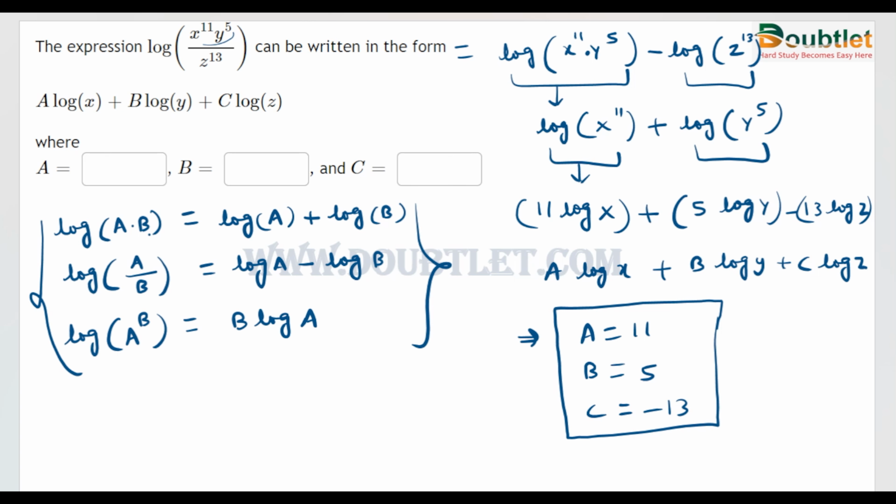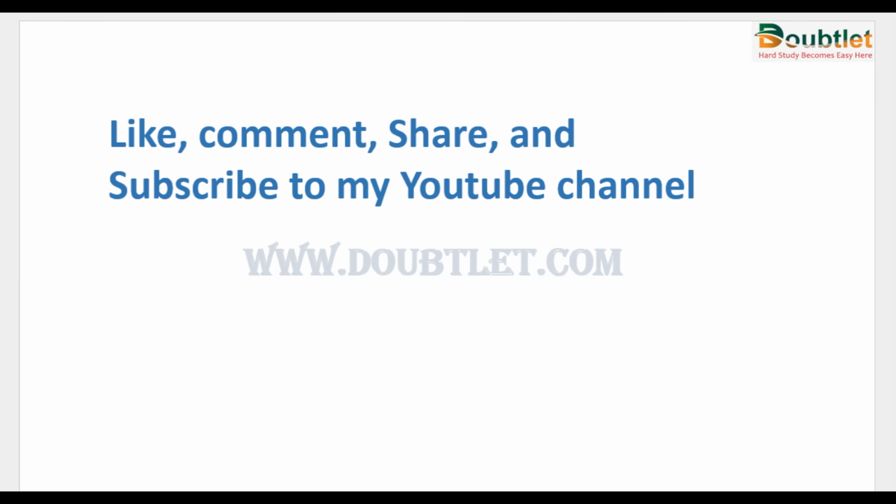Here we have to remember that log means base 10, and if there is ln, then we have to use the base e. So this thing we have to remember also. I hope you got the concept that I am trying to deliver.